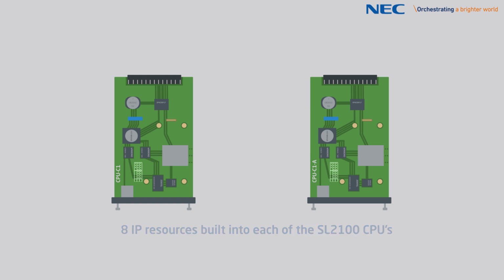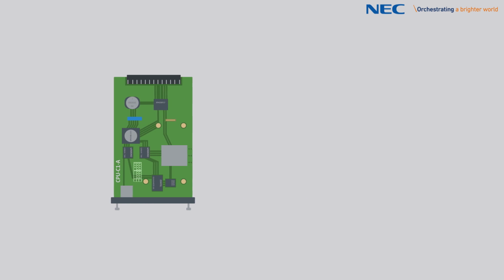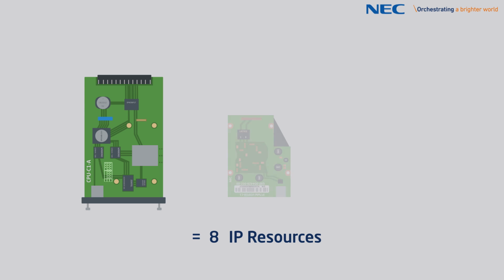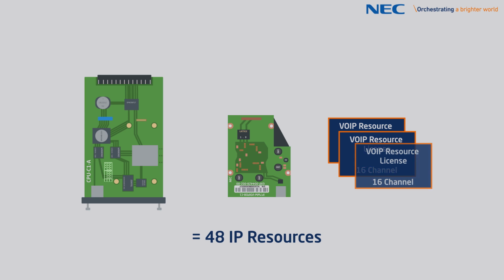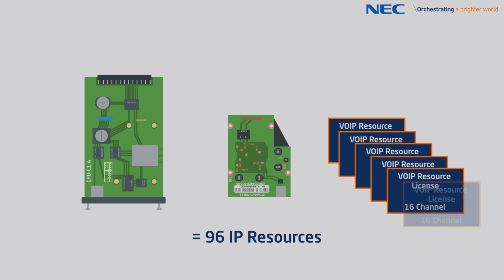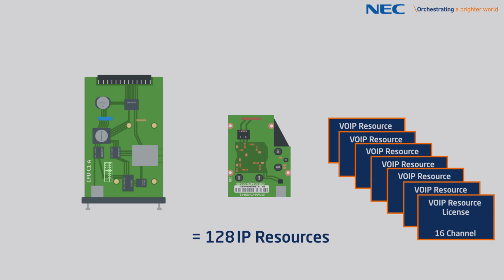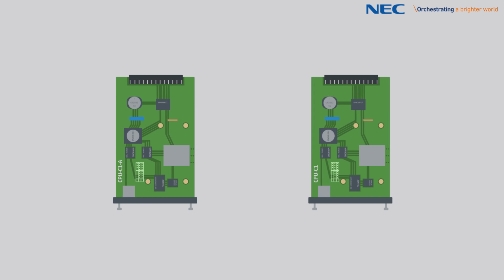There are 8 IP resources built into each of the SL2100 CPU cards. These are available without the need for additional hardware or licenses. Either CPU card can have the VoIP DB card installed to increase the IP resources to 16. IP resources can then be increased by adding the 16-channel VoIP resource license up to the maximum of 128 channels. The maximum quantity of SIP trunks is 64. Each SIP trunk requires a license.